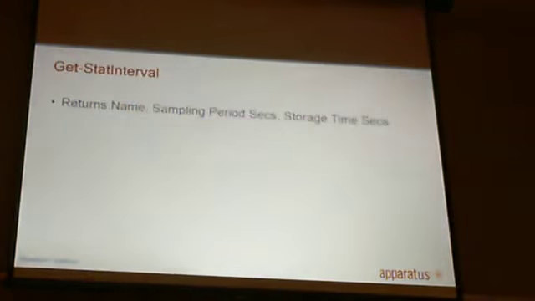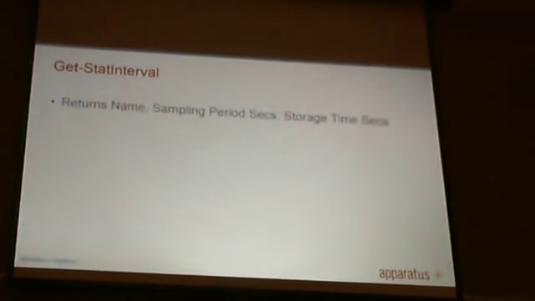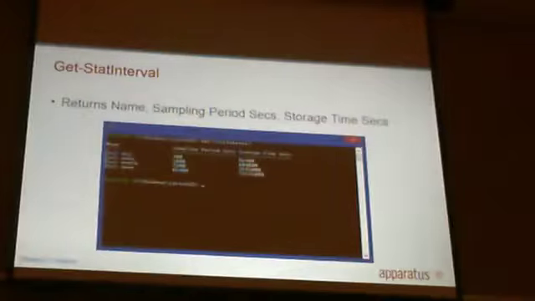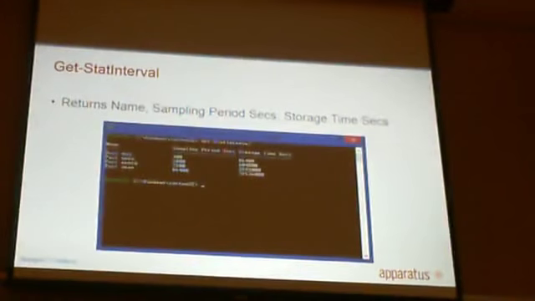Now let's take a look at getstat interval. This is going to be a little bit more of a complicated one. It's going to return the name, the sampling period in seconds, and the storage time in seconds. The main thing you want to know about this is what is considered real time to ESX or ESXi: every 20 seconds it samples the current utilization of those statistics. So every 20 seconds is what is considered real time.